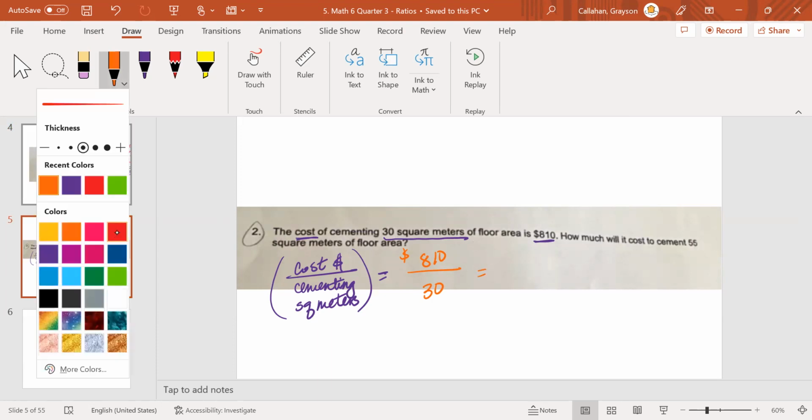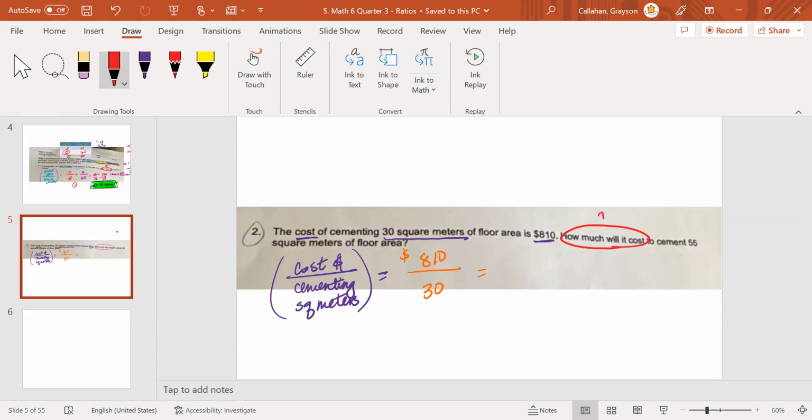Equals. The second part here is we're going to find the question where you have to answer. How much would it cost? So that's going to be X, right? Because that's the question. To cement 55 square meters of floor area. In this case, it's easier. There's no conversion. Remember before we did seconds to minutes to seconds, right? This one, it's not doing anything different than square meters. It's not asking for square centimeters or kilometers or decameters. It's the same thing, right? So you just put 55 here.